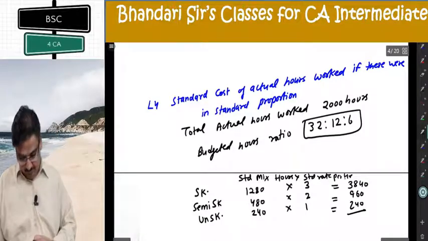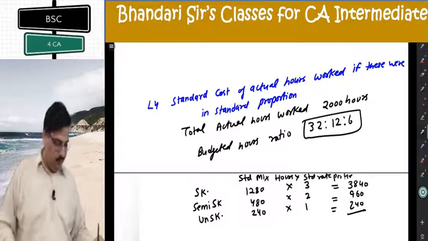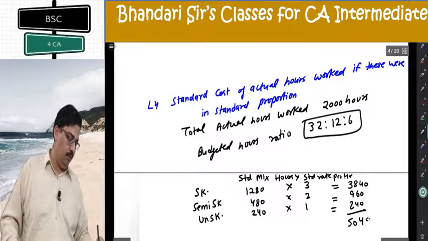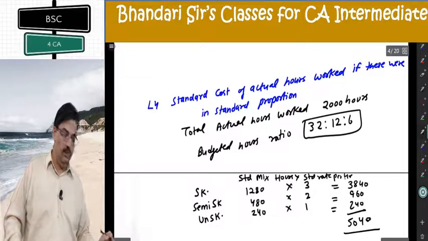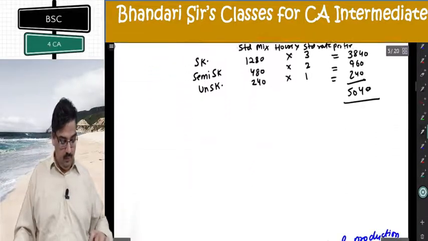₹12.80 × 3, ₹3840, ₹480 × 2, ₹960, and ₹240. 5040 is L4. 5040 is this step.